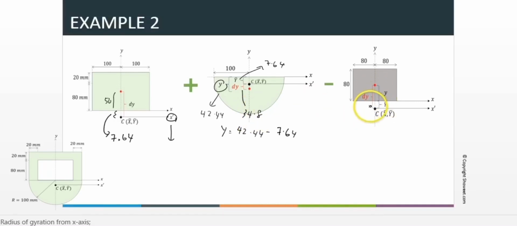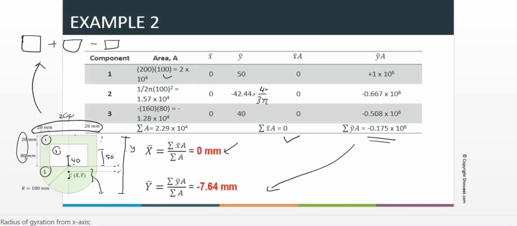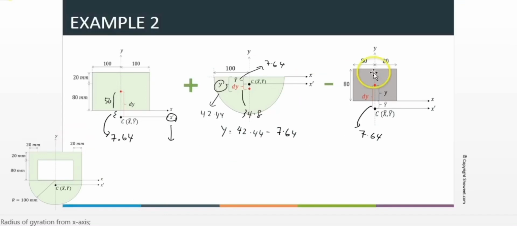Okay, for the last one it is the same: 7.64 plus half of the 80, which becomes 40. We will get the values here. Clear for now. For the next part, for the x bar and y bar, we already have the values of all the decomposed shapes.